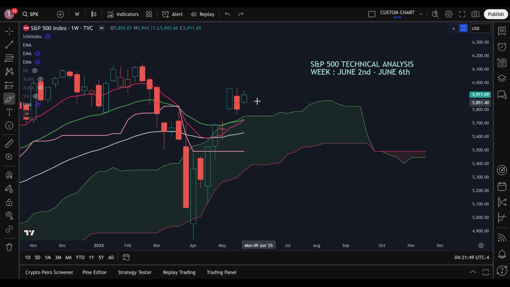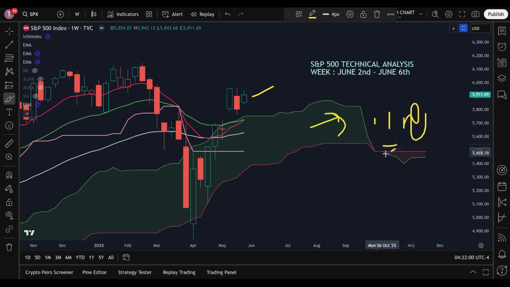So what does this mean? This small bullish candle simply means bullish sentiments, that's it, nothing else. And it allows an initial or intraday bullish movement on Monday. That's it. No gap up open, no gap down open, nothing as such.